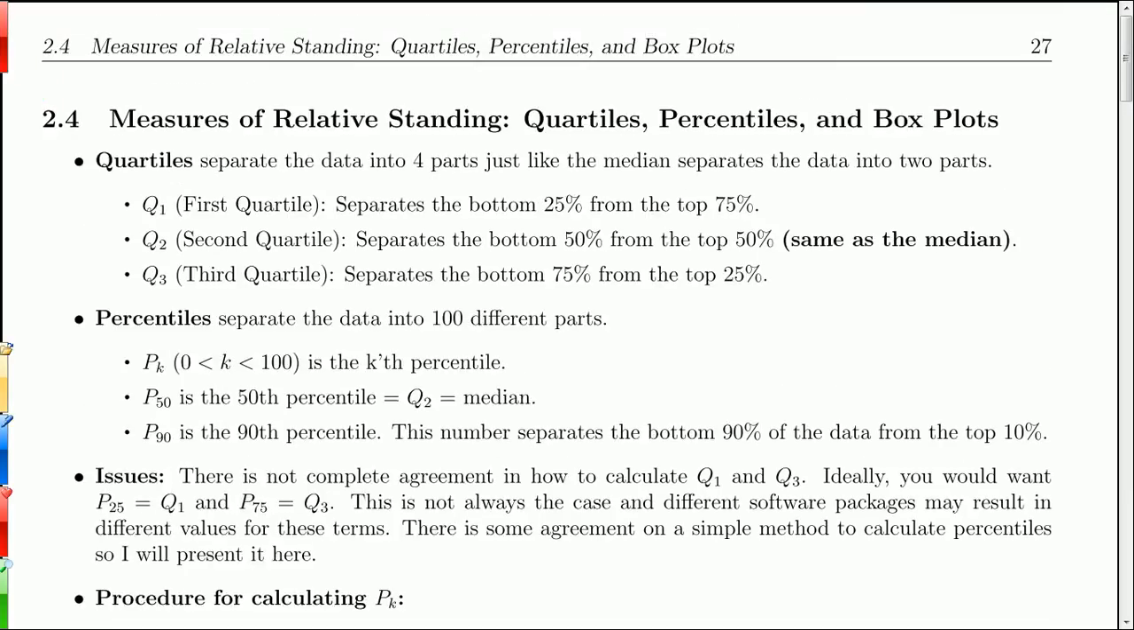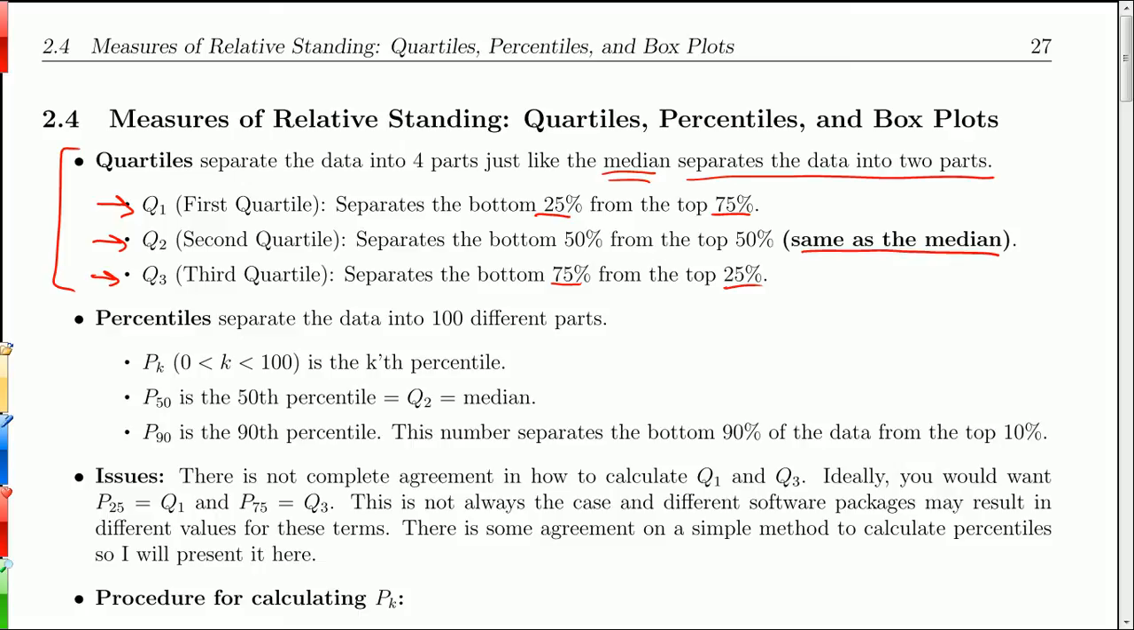Okay, the first place we're going to start here is with quartiles. It basically goes like this. If you recall, the median separates the data into two parts. There's the top half and the bottom half, and the median is right in the middle. Well, you can go one more step further and divide those two parts in half. What that results in is the first quartile, denoted Q1. It separates the bottom 25% from the top 75%. The second quartile, Q2, is the same as the median. And Q3 separates the bottom 75% from the top 25%. So you're basically separating the data into fourths, or quartiles.